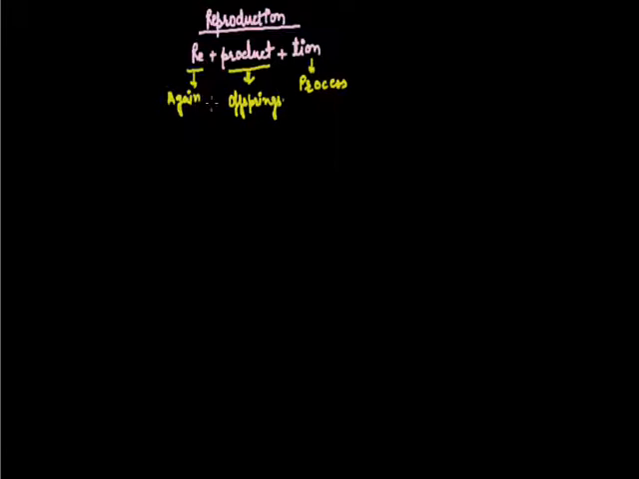First of all, I want to tell you the meaning of reproduction. Just break this word, you will get three parts here: re plus product plus shun. Shun means a process that is related with again and again formation of products, and here the products are basically offspring. So you can define this process as: reproduction is the ability of an organism to give birth to their offspring.